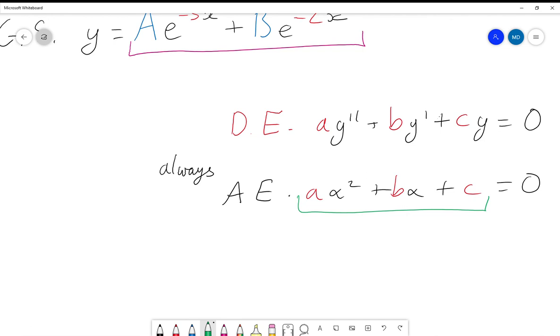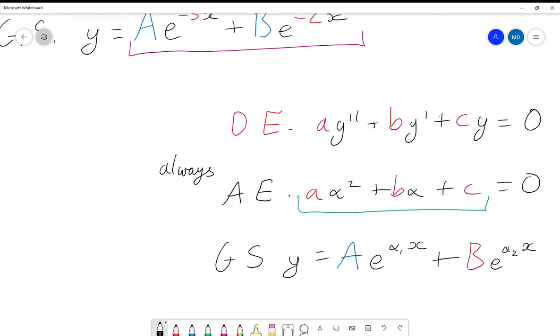And that gives you your general solution. So it will always have general solution of y equals a e to the alpha 1 x plus b e to the alpha 2 x, where alpha 1 and alpha 2, sometimes called alpha and beta, are the roots of this auxiliary equation.